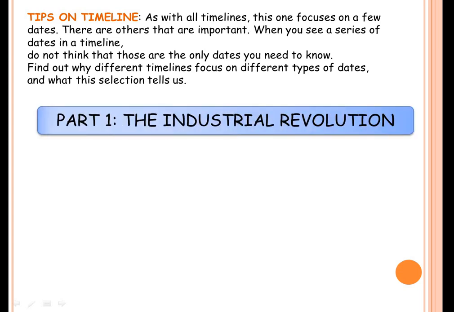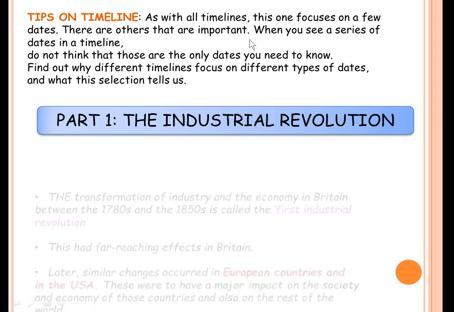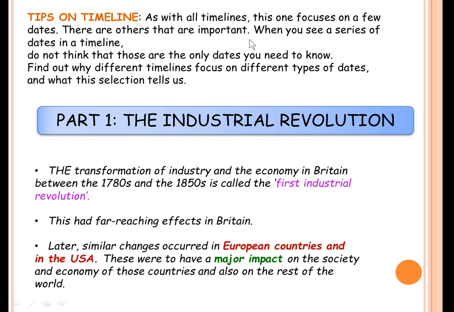Now we are going to part 1, the first phase of this chapter, the Industrial Revolution. We saw that this chapter is divided into 3 parts. You are very familiar with the Industrial Revolution, and you may be wondering why there is a repetition of this topic, but it is one of the essential factors which led to modernization.